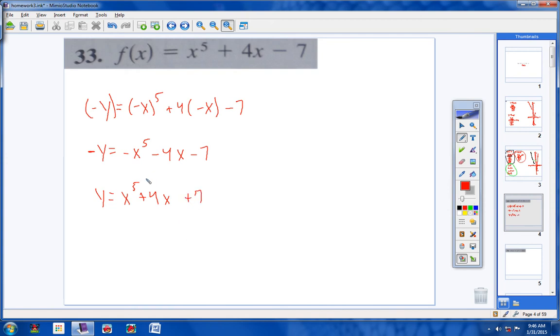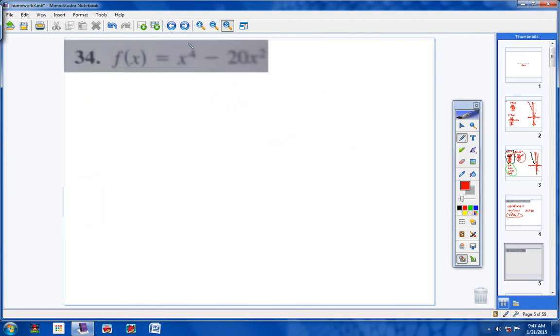Now, is this function here exactly like this one here? No. The 7's negative, 7's positive. So this function is neither even nor odd. And by the way, don't forget what even and odd are. An even function is symmetric to the y-axis, excuse me. And an odd function is symmetric to the origin. Okay? All right, number 34.